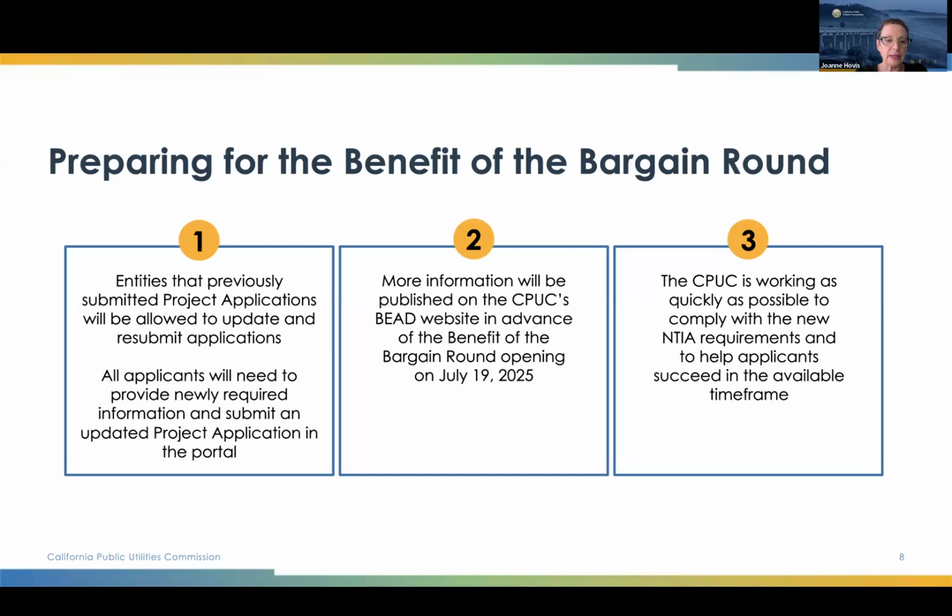Whether you submitted a project application previously or not, there is new information that is required, that was not required in the earlier round, but is now required because of the new rules that were put out by the federal government as part of the policy notice. And we'll talk about what those are, but please note, whether you've submitted an application in the past or not, there will be additional information that must be completed in order for your application to be complete. The Benefit of the Bargain round will open tomorrow, and the materials, as Jonathan said, will be available on the CPUC's BEAD website.